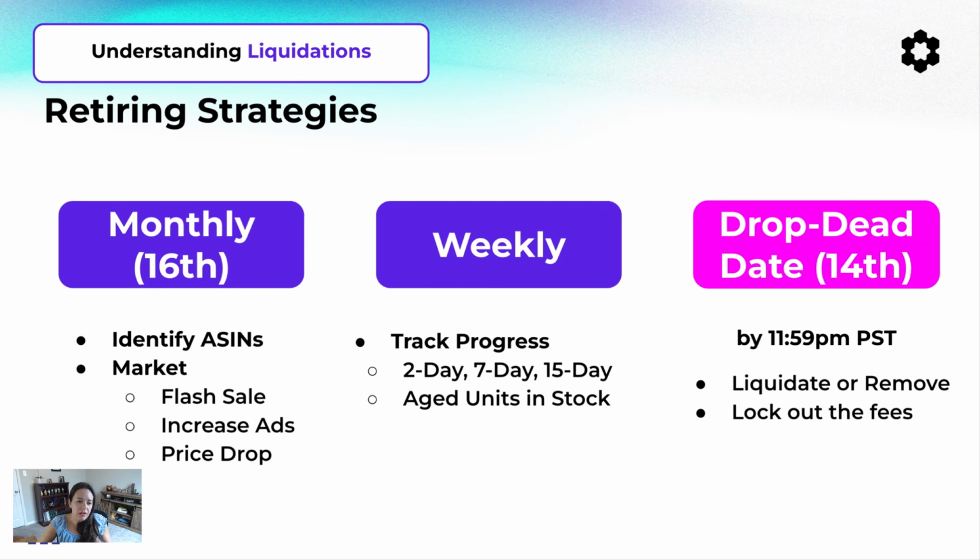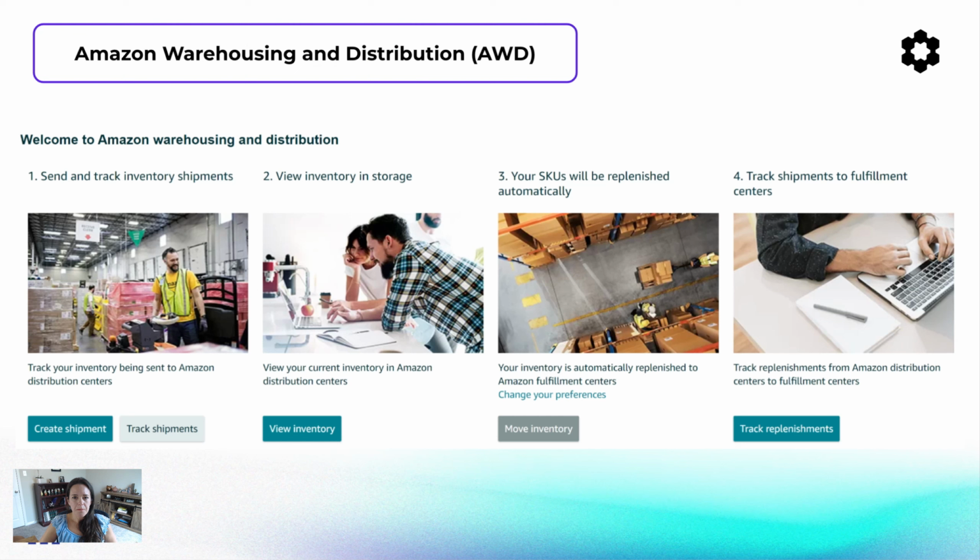So that's kind of the general on a monthly basis. This is how you can be strategic about planning your marketing and your liquidation to optimize based on Amazon's own aged inventory schedule. Yeah, I think that's great strategies.